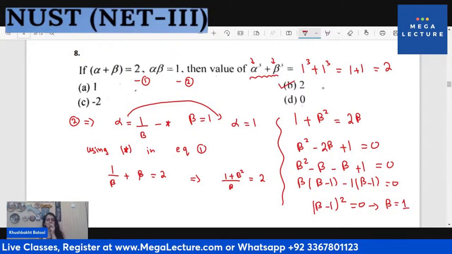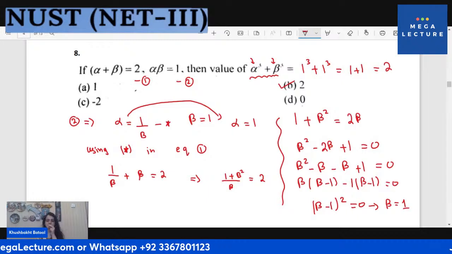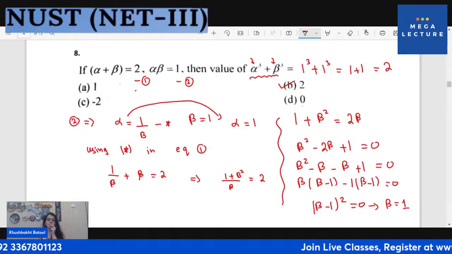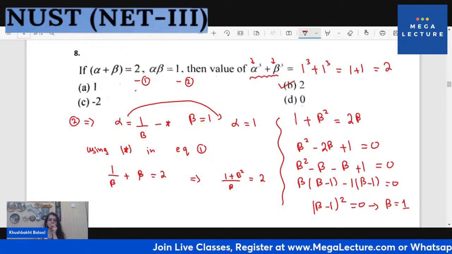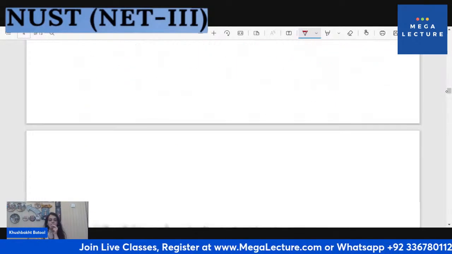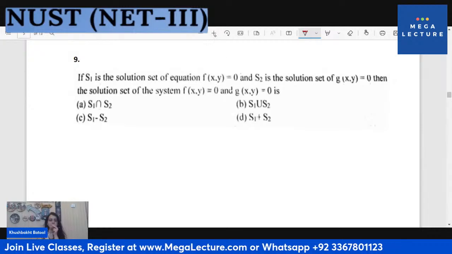Okay. So it was a simple question. We were just supposed to find the values of alpha and beta. Once we have the values of alpha and beta, you are just to plug them into the equation and simplify it to get the answer, that is 2. All right, let's talk about the next one.